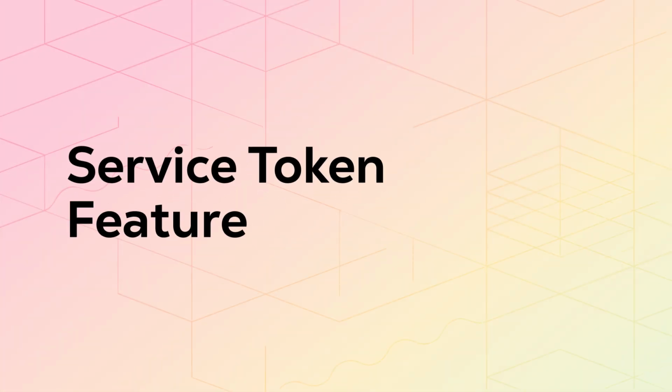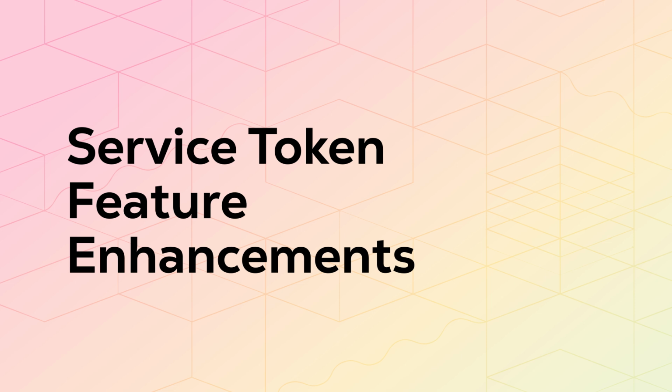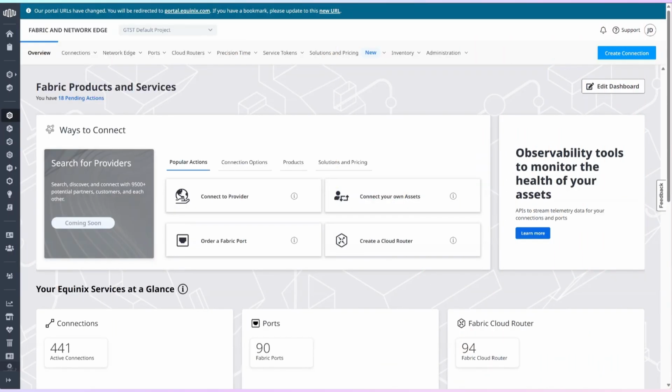Today I wanted to talk about a recent feature enhancement here in the Fabric portal, which is the ability to use Z-side service tokens to create connections to network edge devices. If you've seen my previous videos on service tokens, you're probably familiar with the concept already, but here's a quick high-level overview to get everyone caught up.